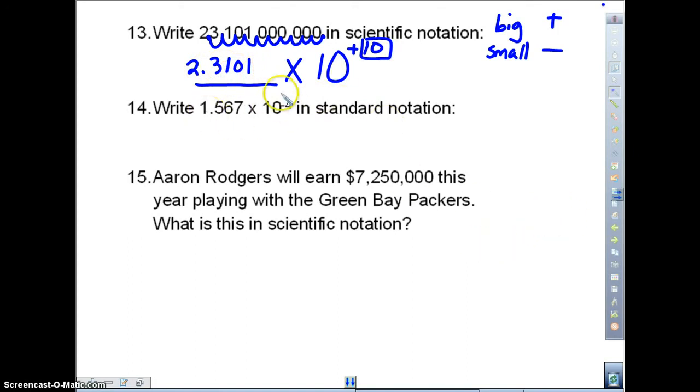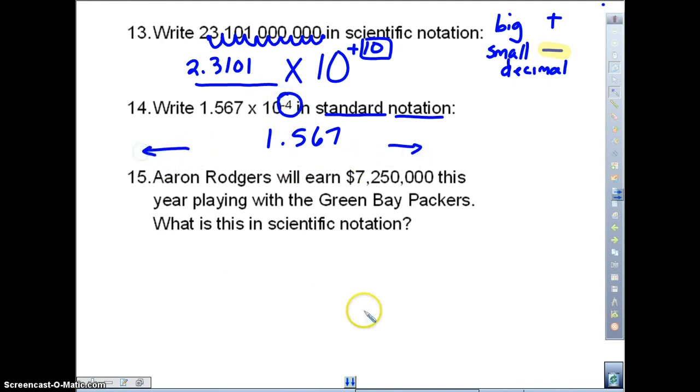Okay, write this number that's in scientific notation in standard notation, just a regular old number. Well, the first thing I look at is the exponent. Remember, we did that also here? Look at the sign of the exponent. Our exponent here is negative. That means it's going to be a small number. It's going to be a decimal, a decimal that's smaller than 1 but bigger than 0. Okay, so I'm going to take 1.567 and I'm going to move the decimal point 4 places, either to the right or to the left. Which way am I going to move it to make it a small number?